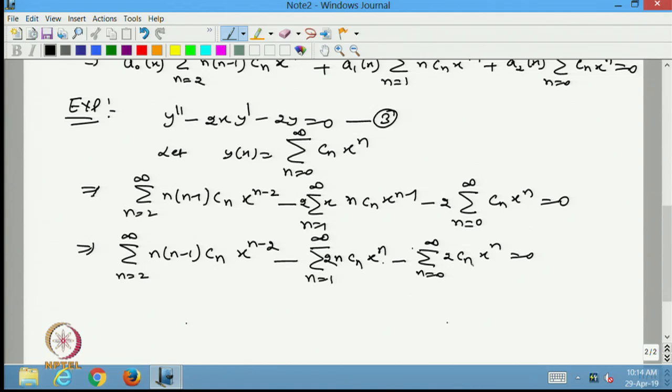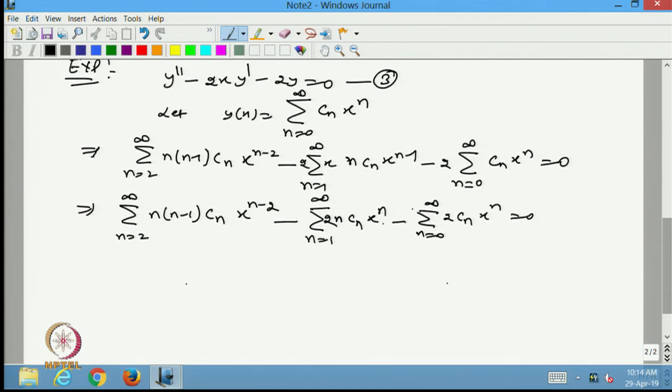Now, if you see, here it is x raised to power n, here it is also x raised to power n, but in the first term it is x raised to power n minus 2. So, the first thing is that we have to make the power of x the same in all the terms. I want to change the first term into this form, so I put n minus 2 equal to m, and from here I get n equal to m plus 2.